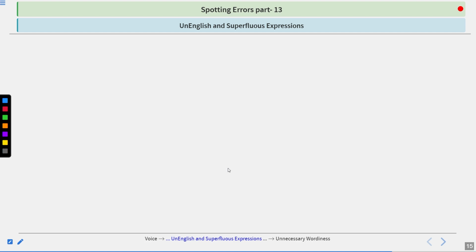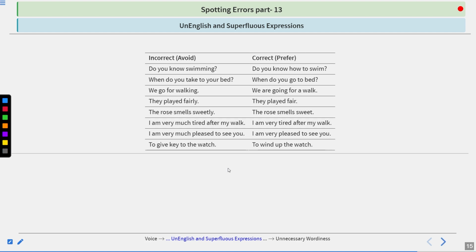Un-English and superfluous expressions. Incorrect to correct. Do you know swimming? The correct expression is do you know how to swim? When do you take to your bed? The correct one is when do you go to bed? We go for walking. The correct one is we are going for a walk. They played fairly. The correct one is they played fair. The rose smells sweetly. The correct one is the rose smells sweet.